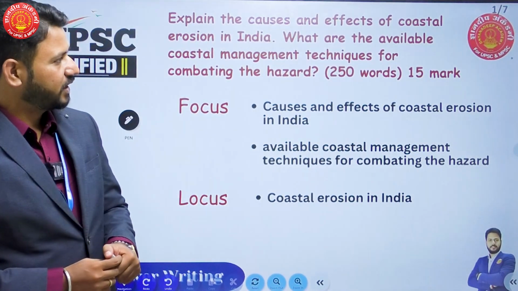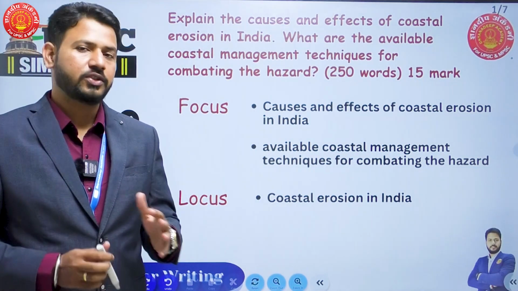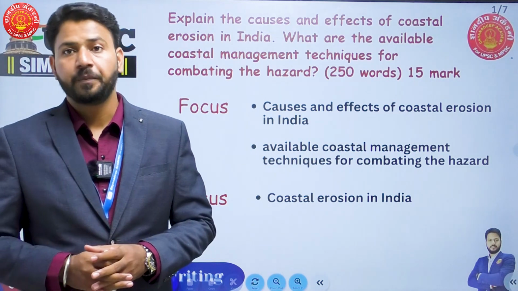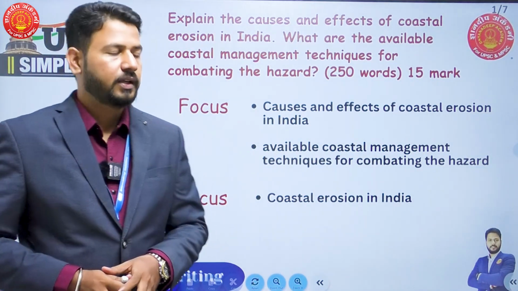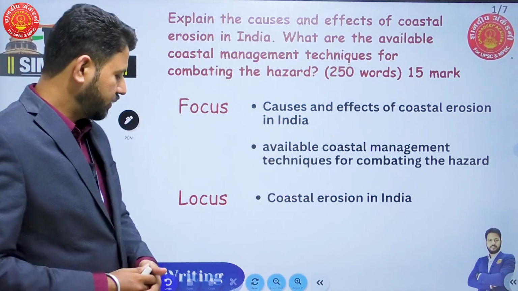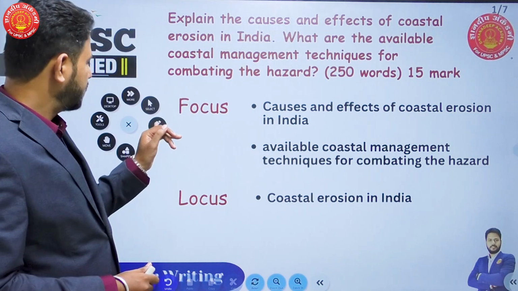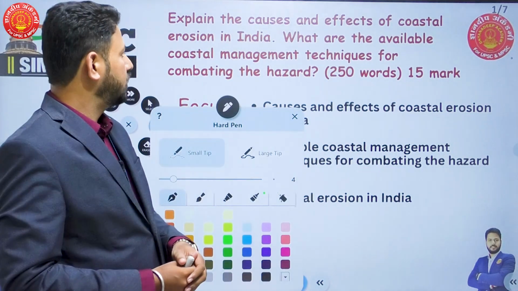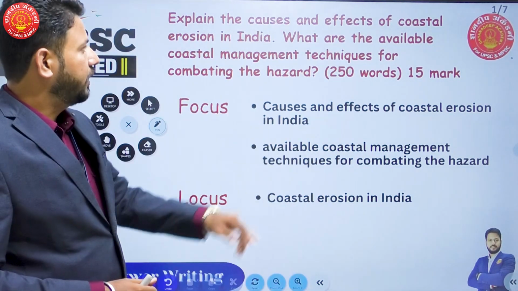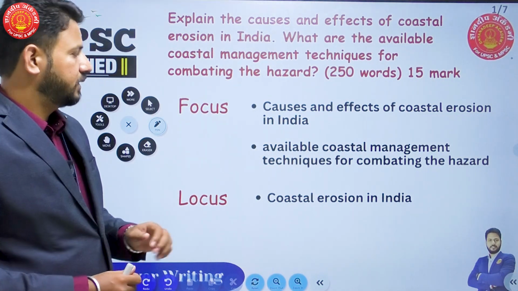Today we'll be discussing a question. Looking at the question, you might think this is from geography, but actually this question is from paper 3 under the section environment. The question is about coastal erosion. I'll read the question and then we'll go to the locus and focus of the question. The question says, explain the causes and effects of coastal erosion in India. What are the available coastal management techniques for combating the hazard?